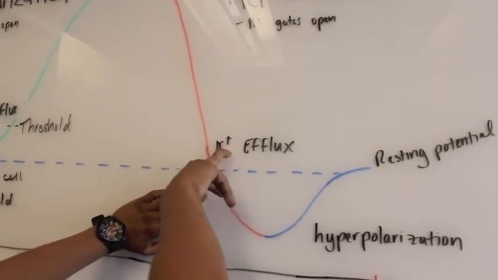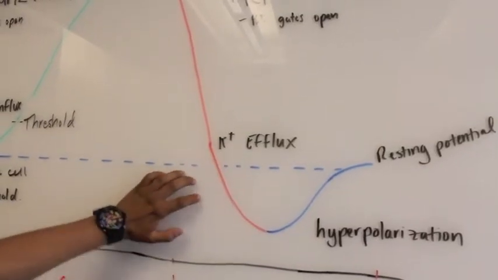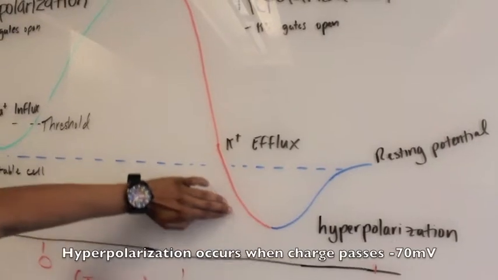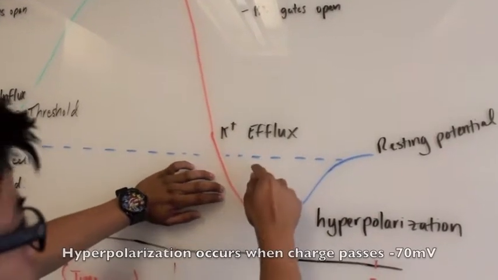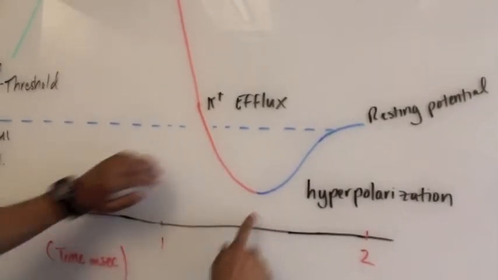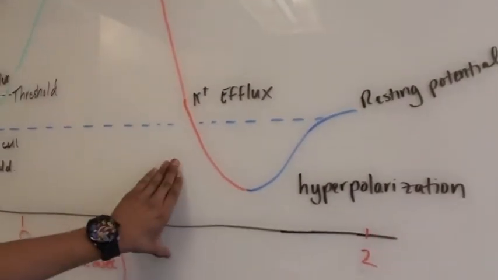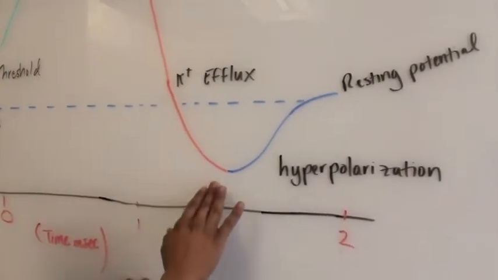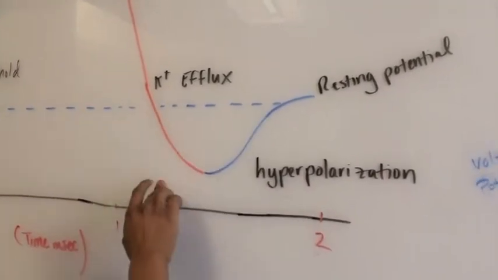Potassium ion channels take longer to close, which causes this part right here. This phase is called hyperpolarization. This means that it surpasses the resting potential, making the charge negative 90. When hyperpolarization happens, sodium and potassium pumps begin working to bring the charge back to resting potential.